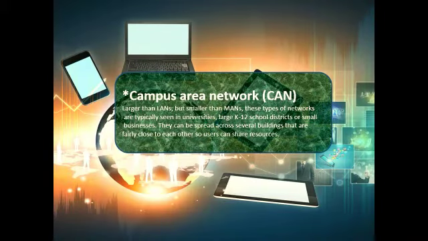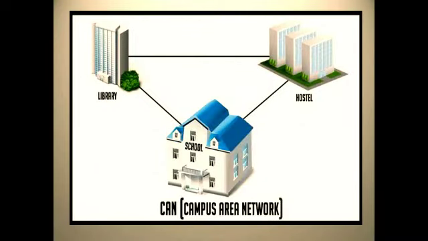The second type of network is campus area network or CAN. They are larger than LANs but smaller than MANs. These types of networks are typically seen in universities, large K-12 school districts, or small businesses. They can be spread across several buildings that are fairly close to each other so users can share resources. Here is a picture of campus area network.